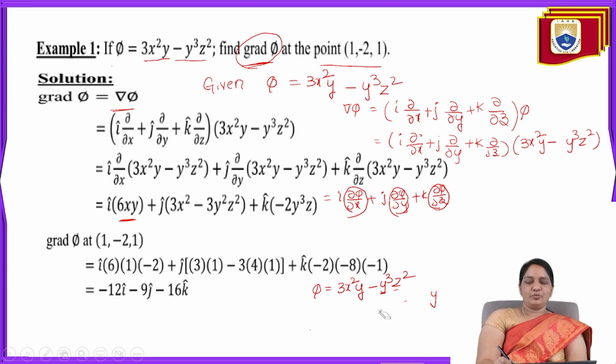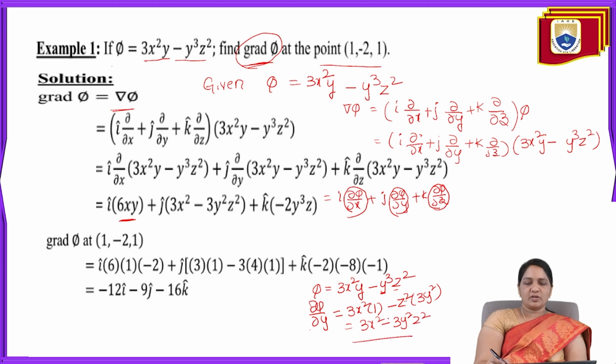Now I'm going to do ∂pi/∂y. What is ∂pi/∂y? 3x square is constant, y is 1, minus z square is taken as constant, and y cube gives 3y square. So the value is 3x square minus 3y square z square.